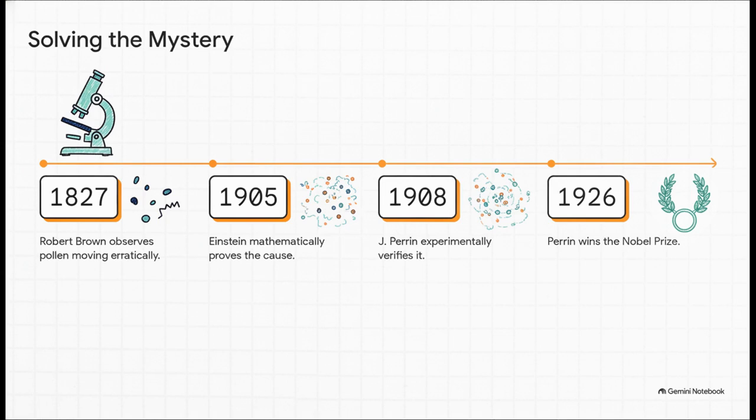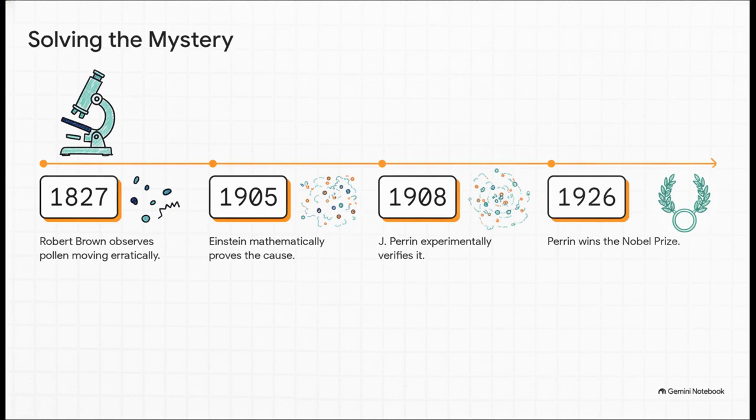Let's walk through this timeline to see how this whole mystery actually unfolded, because it's pretty funny. Back in 1827, a botanist named Robert Brown was looking at pollen grains suspended in water under his microscope. He noticed that these tiny particles of pollen were moving around erratically, zigzagging all over the place. Now, because he was a botanist who studied plants, he initially, and totally incorrectly, assumed that these pollen grains had some sort of life force in them.